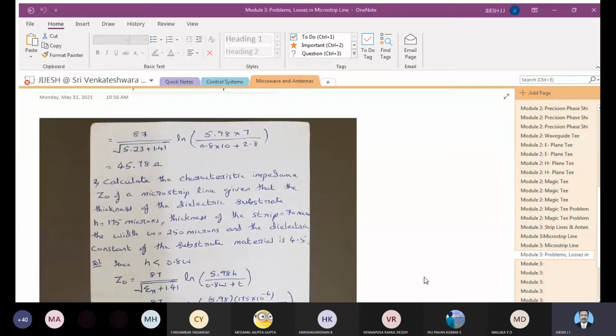All of you try to solve the problem by substituting the values for each parameter, and you can simplify that further. It is very important for you to understand which equation you have to use, whether it is for a wide microstrip line or for a narrow microstrip line.